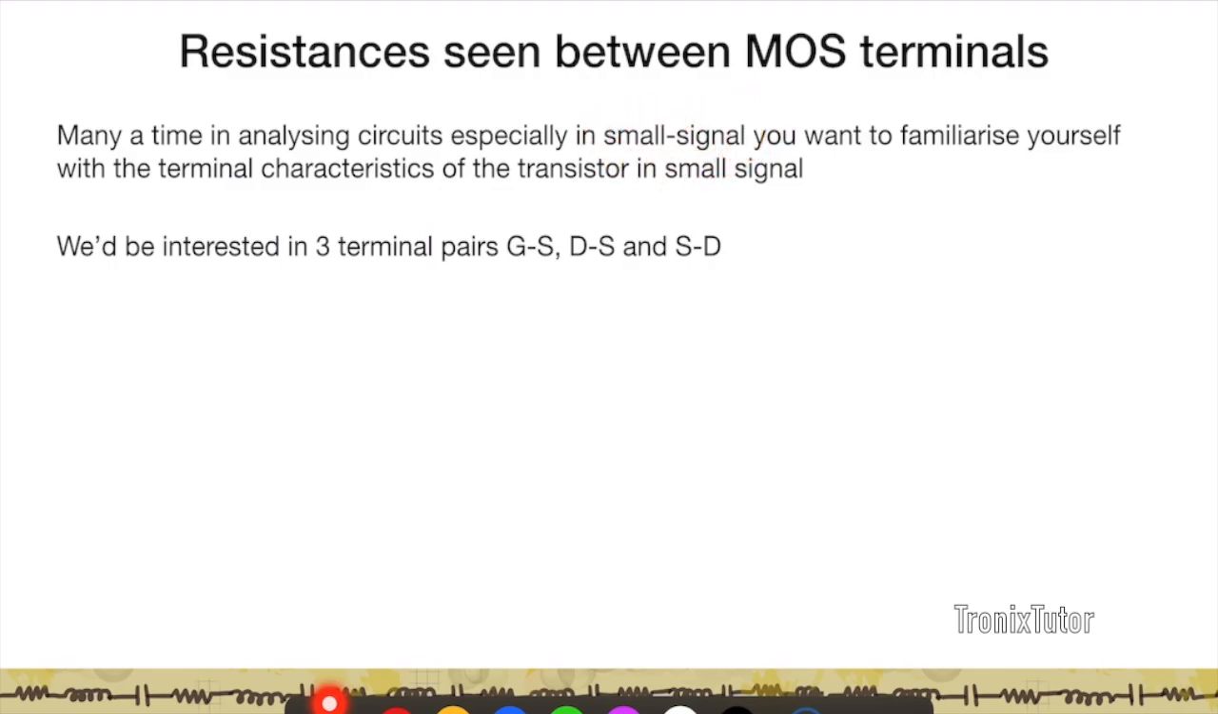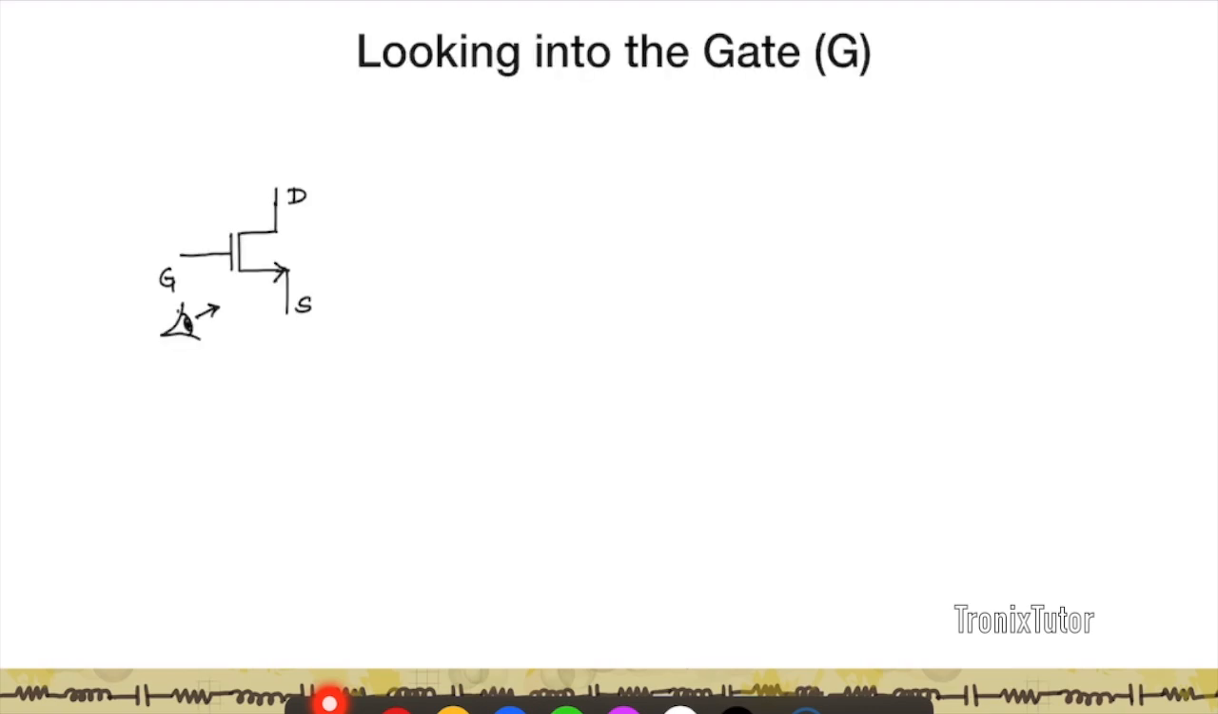Sometimes, to build that intuitive understanding, it's effective to think about how the MOSFET looks in small signal directly by looking at it either through the gate, the source, or the drain terminals. So what we'll understand in this section is how we think about the MOSFET in small signal when we're looking into any particular terminal pair of the MOSFET. So let's first look at the simplest case.